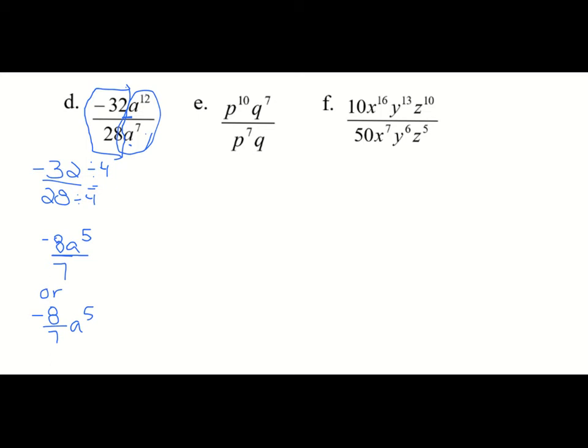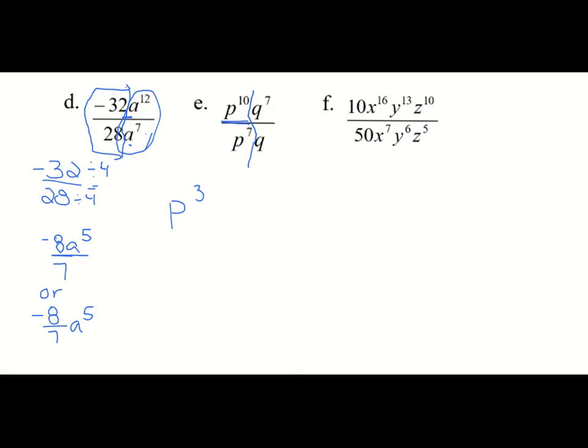Now, with E, we have powers. We have two different powers. We have the P and the Q for our bases. So when I look at my P's, if I have P to the 10th divided by P to the 7th, remember, bases are the same. We're dividing those powers, so we subtract the exponents. So my answer is going to become P to the 3rd power.